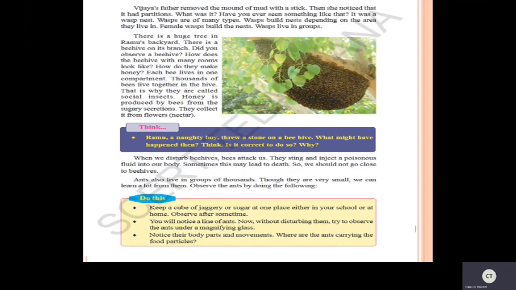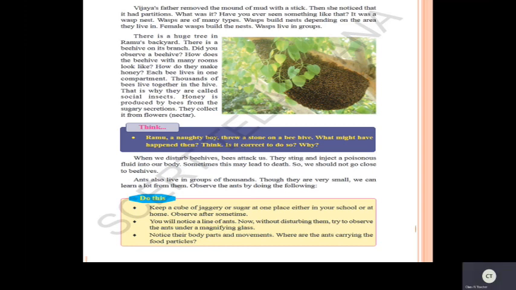You will notice a line of ants. Now, without disturbing them, try to observe the ants under a magnifying glass. If you have a magnifying glass, just observe the ants, okay? So notice their body parts and movements. Where are the ants carrying these food particles? Just you have to observe it.